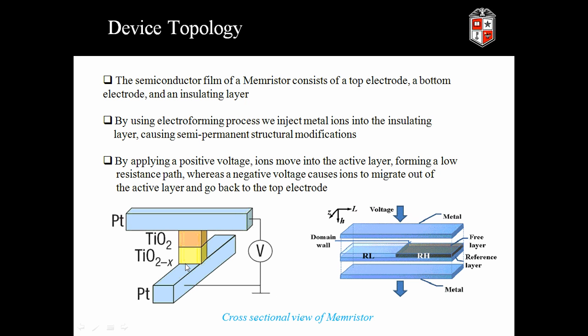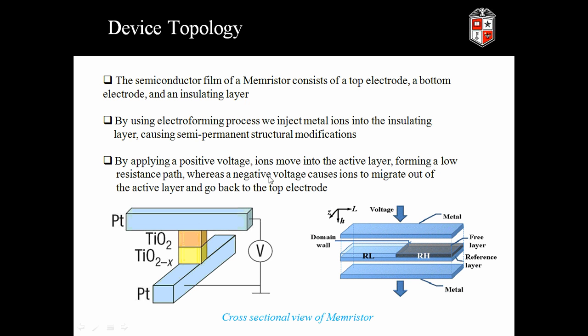This is the typical cross-sectional view of memristors. Generally the memristor will have a semiconductor film and two electrodes made of platinum. One is a top electrode and the other one is a bottom electrode. Then we are going to inject some metal ions using an electroforming process, which causes some semi-permanent structural modification. That means by using the electroforming process, we define both the undoped and doped regions in the same semiconductor material.